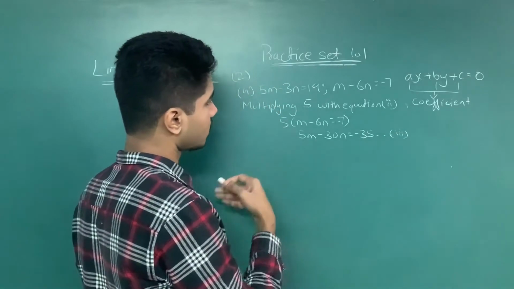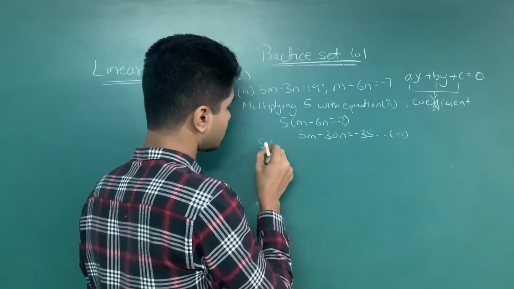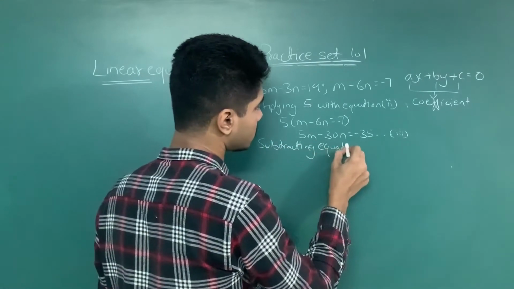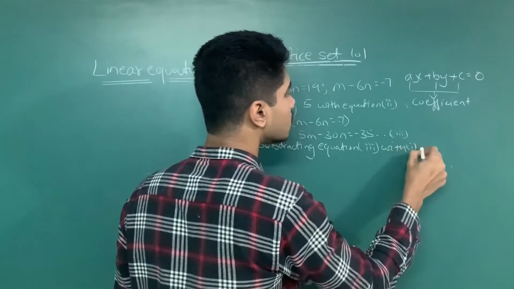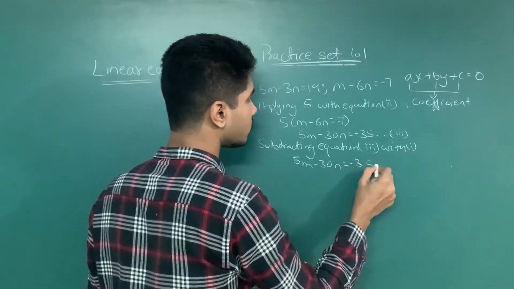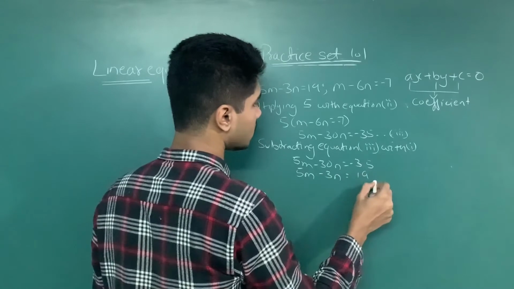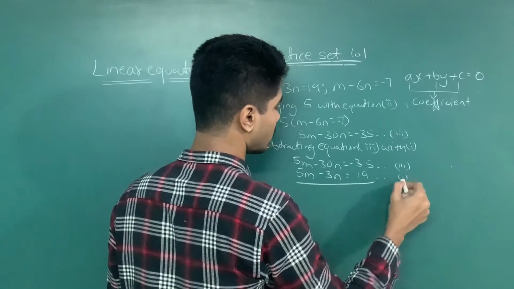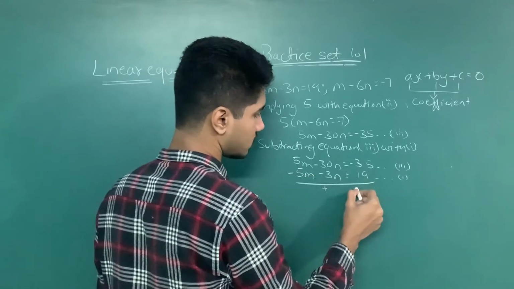So subtracting, you can use the subtraction. So 5m and 5m will get cancelled. So subtracting equation 3 with 1. So 5m minus 30n is equal to minus 35 upon 5m minus 3n is equal to 19. So you get this as equation 3 and you get this as equation 1. So जब subtract करोगे, so this minus minus will change to plus, this minus plus will change to minus.